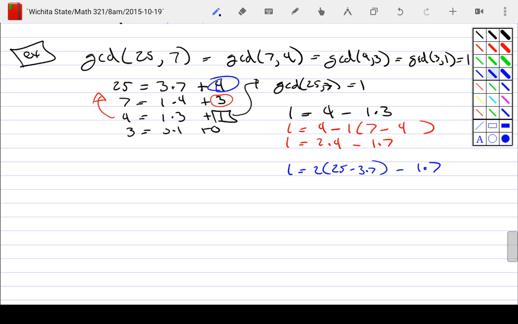So, what have I shown? 1 is equal to, how many 25s do you see? 2 25s. And then how many 7s? -6, -1, -7, 7s.